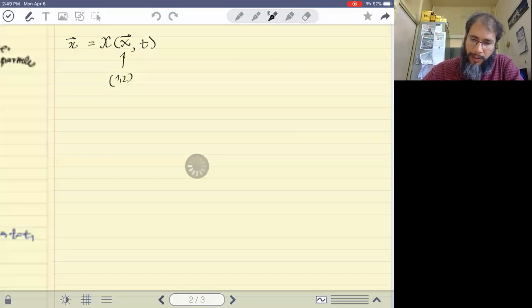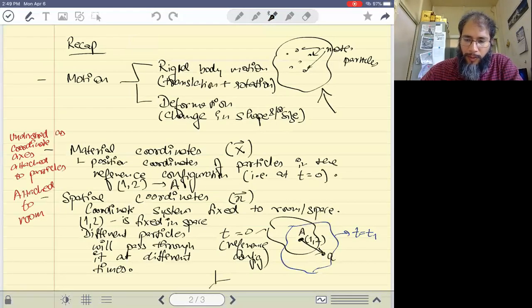So if I go back, it will end up giving you the spatial coordinate of this point small a, because capital A at t equals 0 has moved to small a at t equals t1. So the spatial coordinates of capital A at t equals t1 is the spatial coordinates of small a, whatever they are.